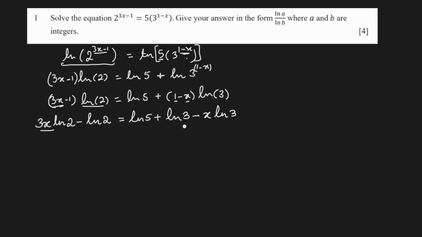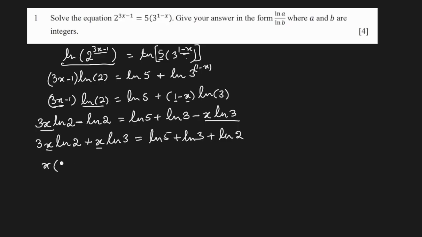Now we will combine this x and this x by bringing them together first. So 3x ln 2 and this ln 3 will be together. So I will write plus x ln 3 first, and now ln 5 plus natural log of 3, and this was negative here, will become positive natural log of 2. And now we have x on the same side, we will take it common to isolate, and we will be left with what? x times (3 ln 2 plus ln 3), x is already out, so ln 3 only.